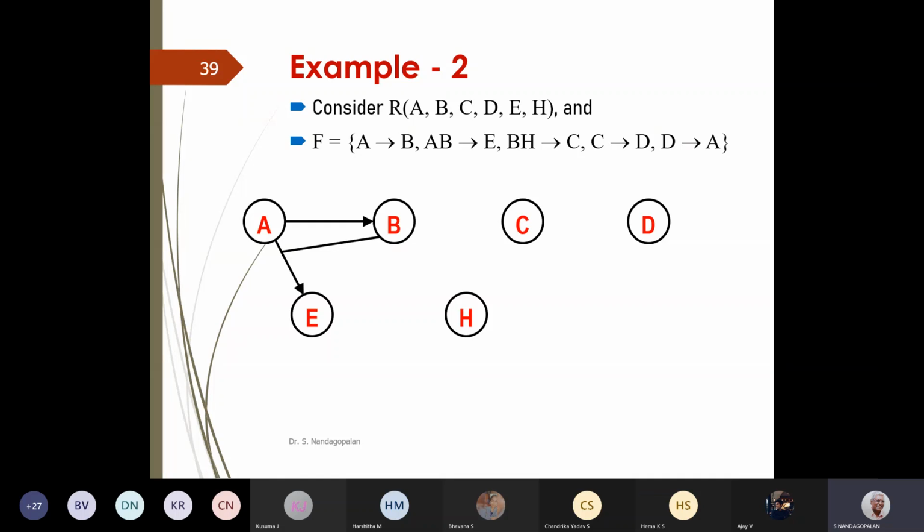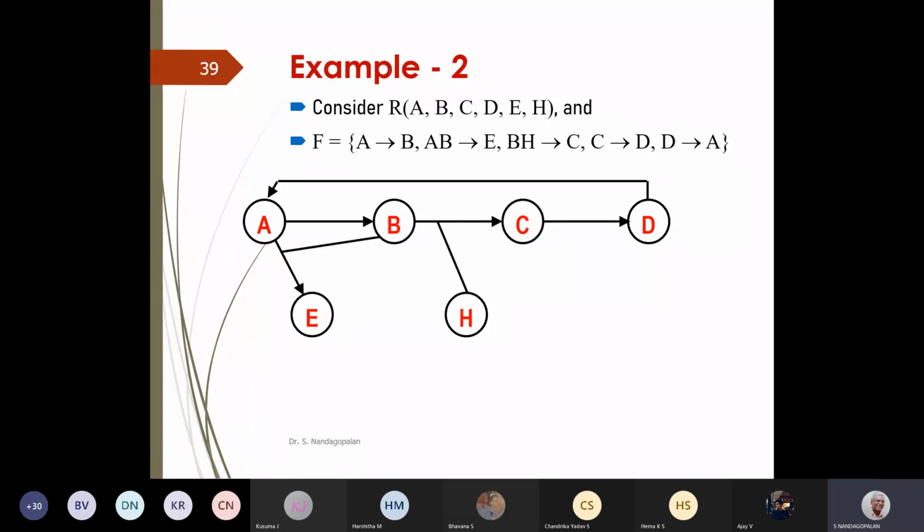So A arrow B, AB arrow E. Next one is BH arrow C. So both from B and H, we need to write edge towards C. You can see that H it goes here, B also goes to C. So C is on the receiving side. C arrow D. So straightforward you can write C arrow D. Now D arrow A. So this again goes because A now you can see both left as well as right. So there is an edge written. So now this completes the dependency graph.